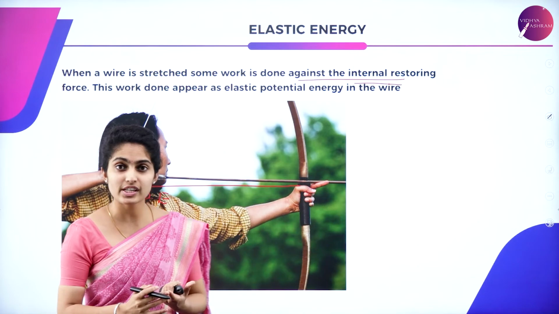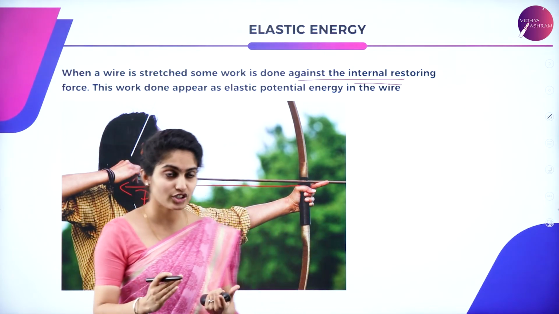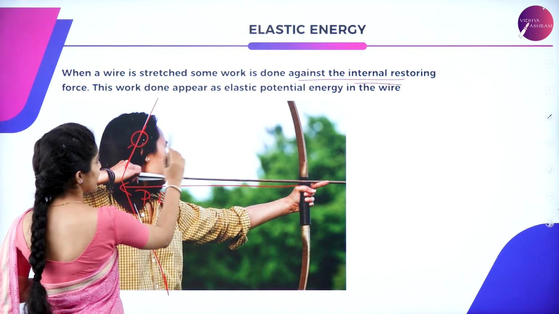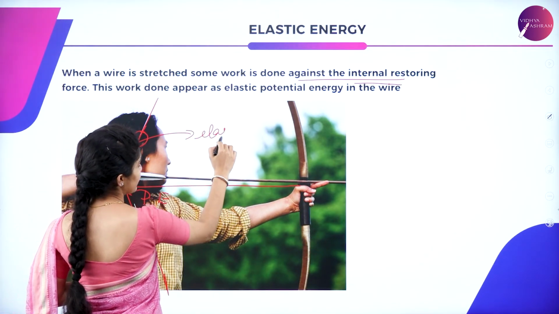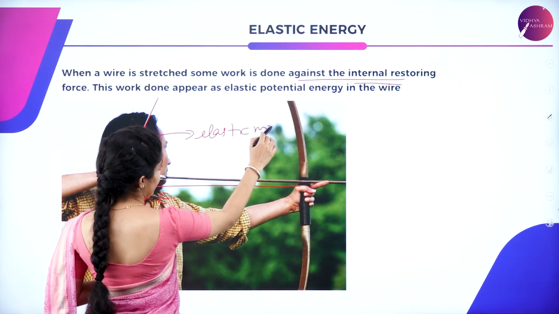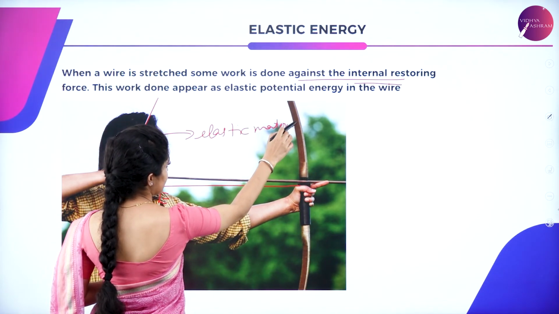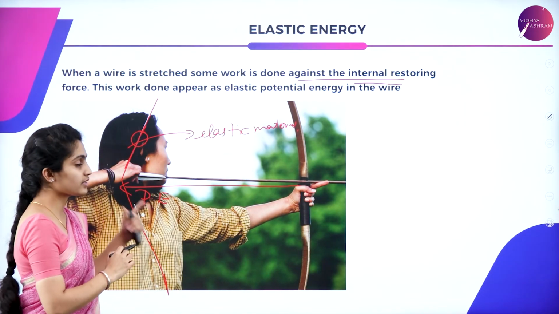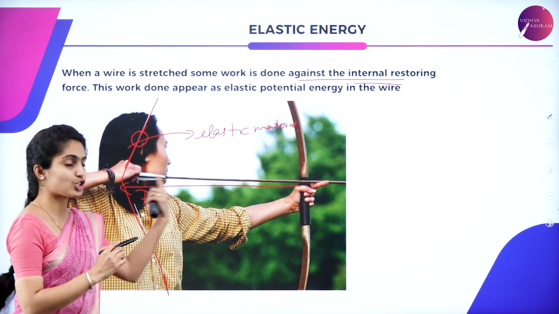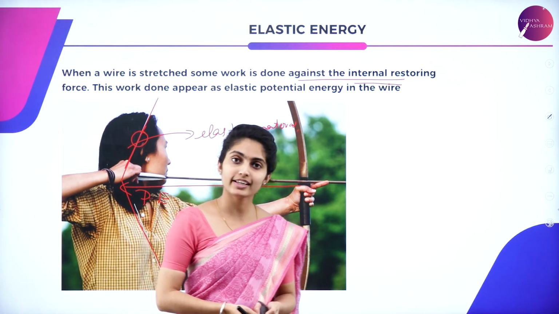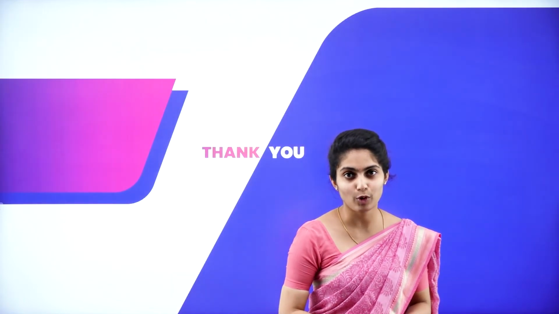So this stored energy is said to be potential energy. What sort of potential energy? It is elastic potential energy, because the wire present over here is said to be an elastic material. That means it possesses elasticity. So this elastic material possesses certain energy in this posture, that is elastic potential energy. So here ends our chapter 9, that is mechanical properties of solids.